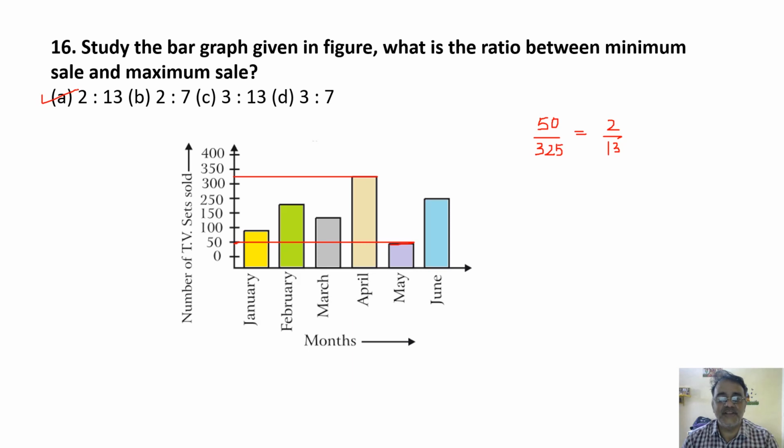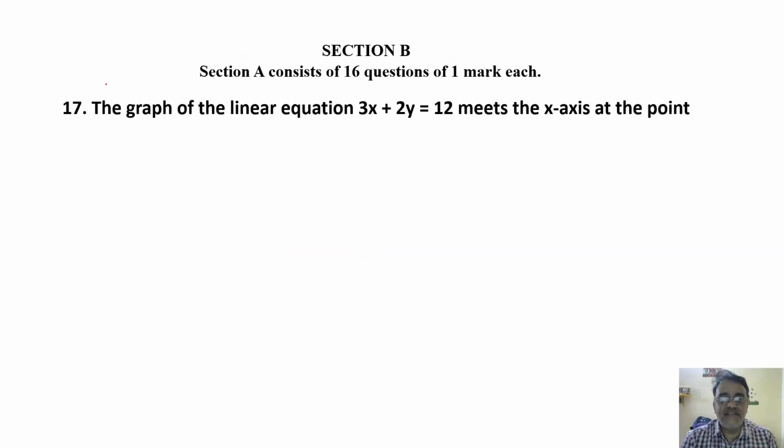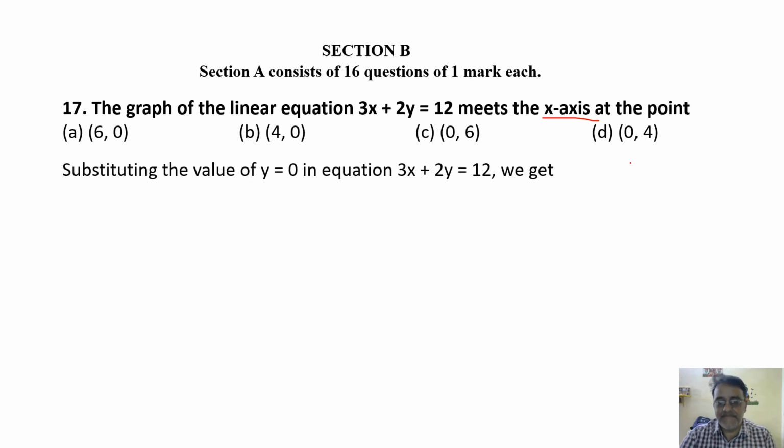Now we are moving towards section B. 17th question. The graph of the linear equation 3x plus 2y is equal to 12 meets the x-axis at the point. We know that on the x-axis y is 0. So we will substitute y is equal to 0 in this equation. So when you substitute 0, this whole term becomes 0. 3x plus 2 into 0 is equal to 12. So this will become 0. Remove this. So we'll get 3x is equal to 12.